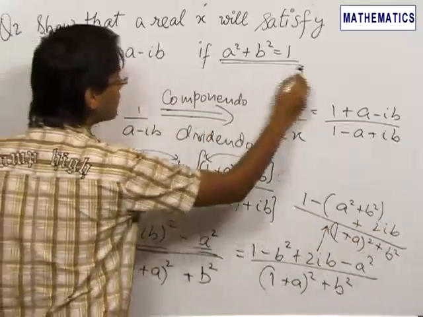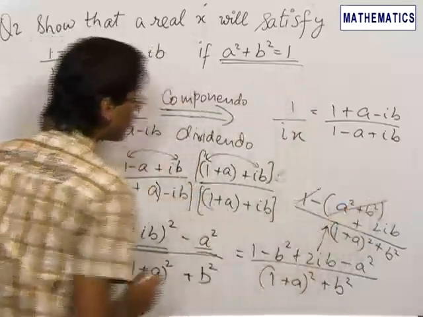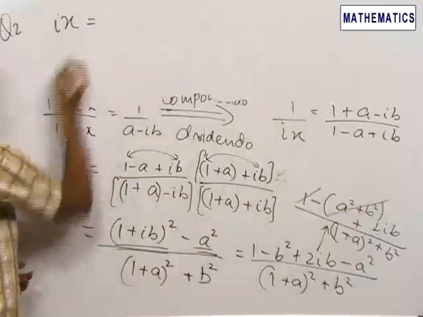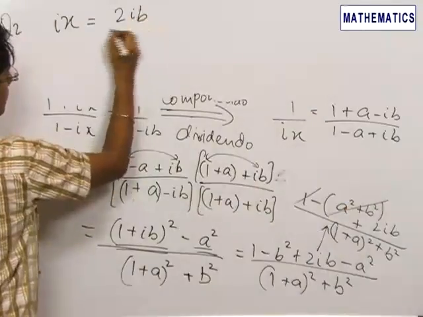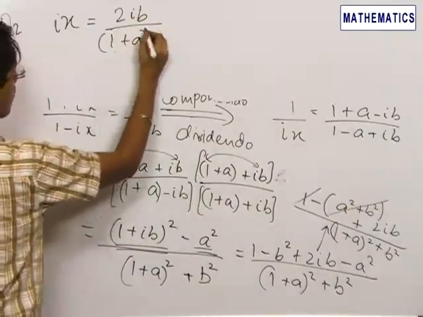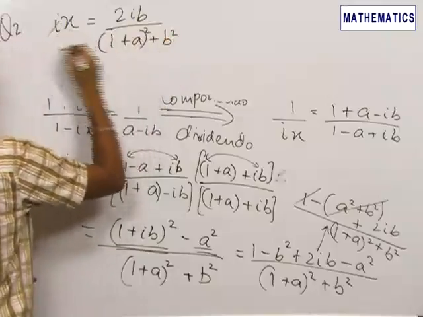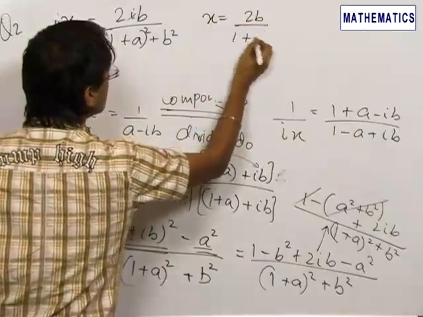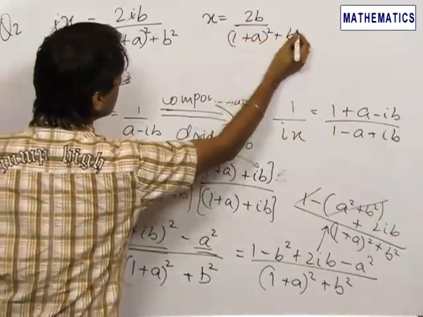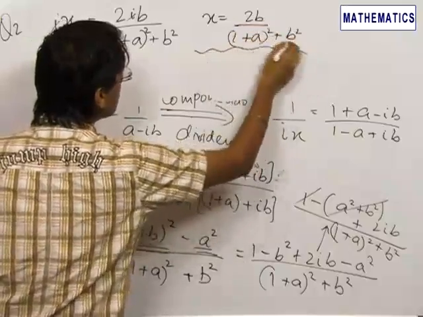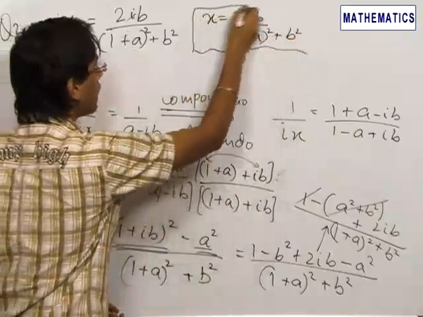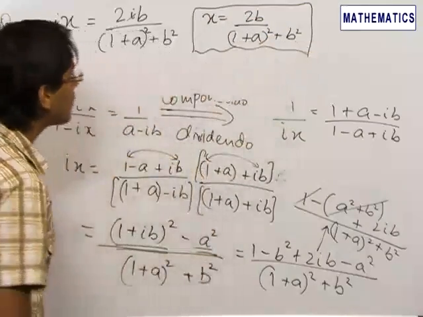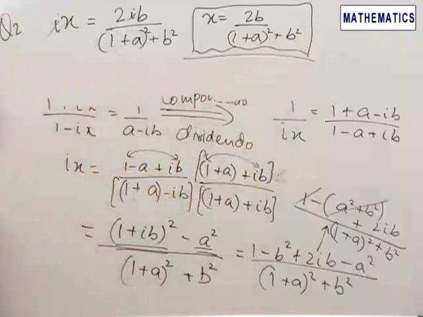Now we know that a square plus b square is equal to 1. So this gets cancelled out with this one. So what we get is, the value of ix is equal to 2ib upon (1 + a) whole square plus b square. This i and i get cancelled. So we get x equals 2b upon (1 + a) whole square plus b square. And since we know that a and b are both real, the value of x in terms of a and b which we have obtained is also real. Hence we have proved that a real x is satisfying the given equation.